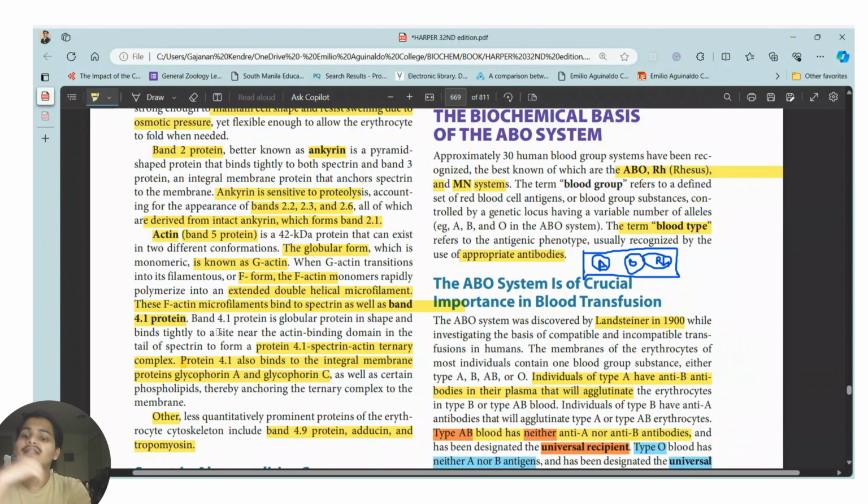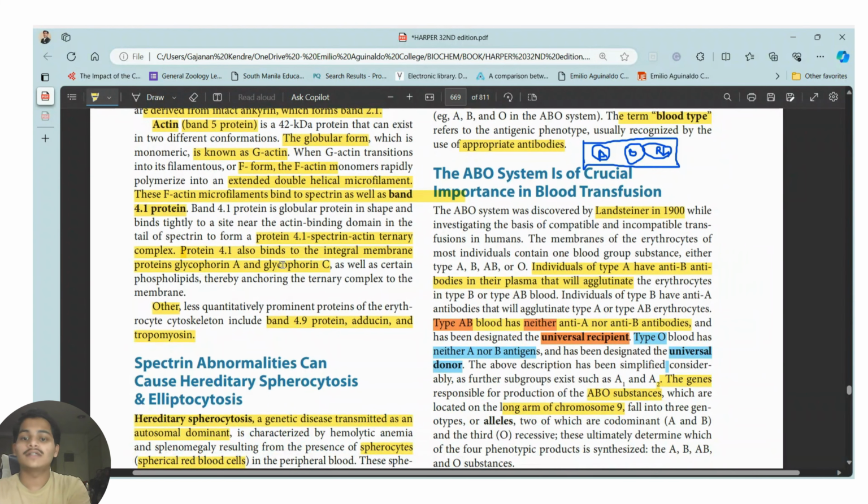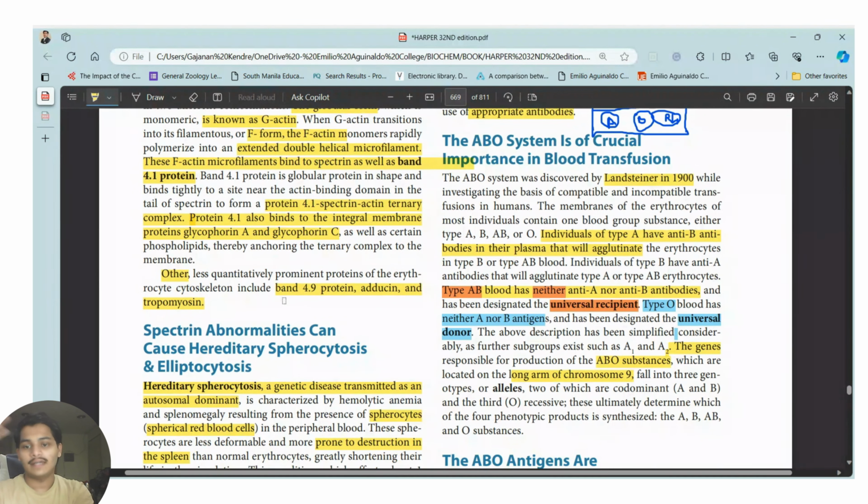Then there is band 4.1, which I have been talking about for a long time since the start of this chapter. What is band 4.1 protein? Band 4.1 protein is globular in shape, and it tightly binds at a site near the actin binding domain in the tail of spectrin, to form the protein 4.1 spectrin actin ternary complex. This protein 4.1 is also responsible for binding to the integral membrane proteins glycophorin A and glycophorin C. This is what I was talking about before. This is how glycophorins maintain the shape of an RBC. And then other proteins include band 4.9, adducin, and tropomyosin, which also maintain the shape.